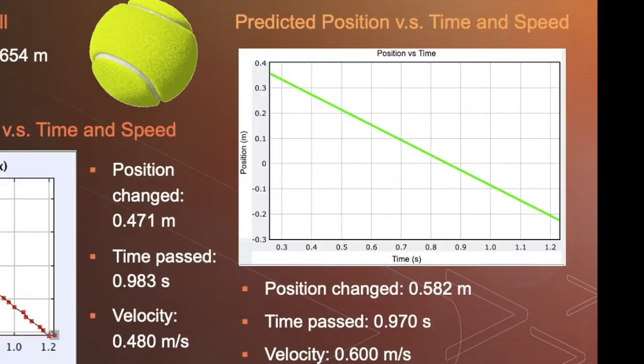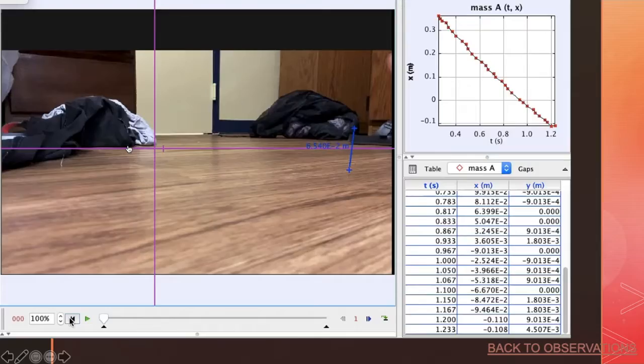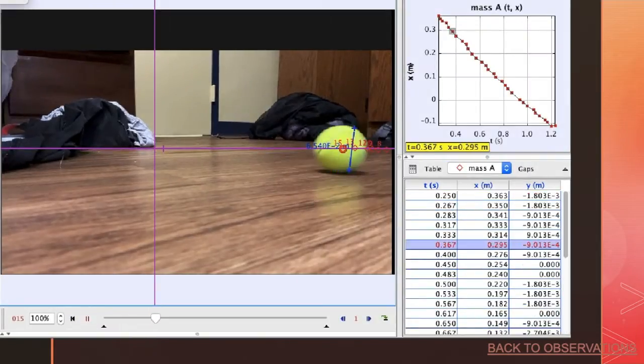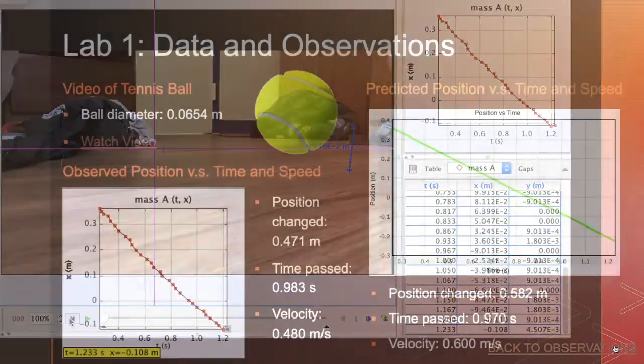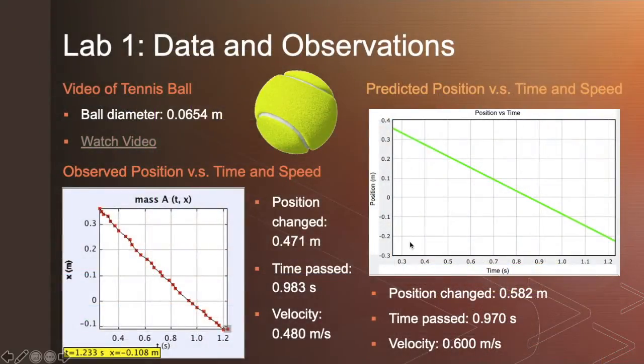However, this isn't exactly what happened in the observed lab. We can watch what happens in the observed lab here, and it reveals what the object looks like as it rolls in constant velocity. Now, as we see in the graph on the left, the observed position versus time isn't exactly the predicted position versus time, where the position observed changed 0.471 meters in the time passed of 0.983 seconds, to have a constant velocity of 0.480 meters per second.